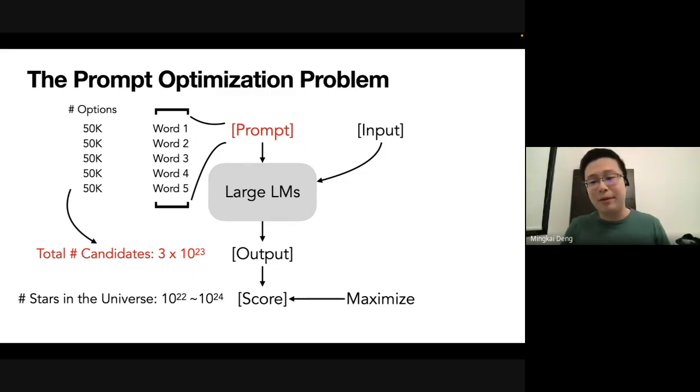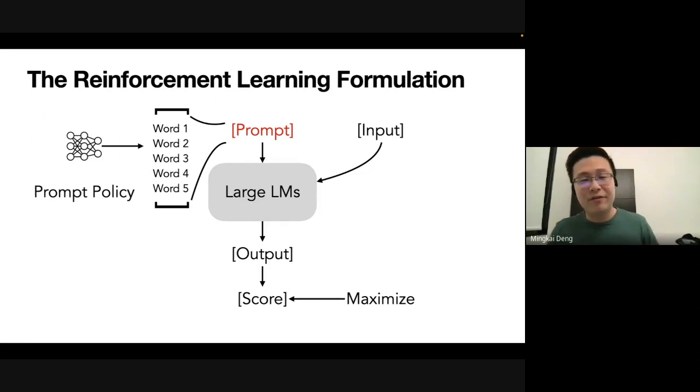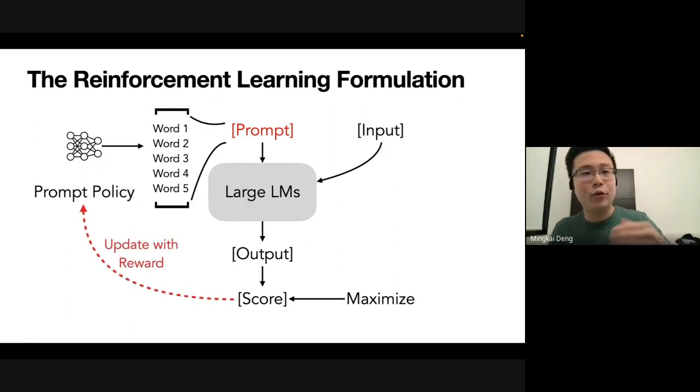So to address this problem, we propose to formulate this as a reinforcement learning problem, where instead of iterating over all of these words at the same time, word by word, we're training a prompt policy that will learn the correlations between these words and the score that they will lead to. In the reinforcement learning case, this can also be called a reward. And after we sample a bunch of words as a prompt, we can run it through the model to get the score.